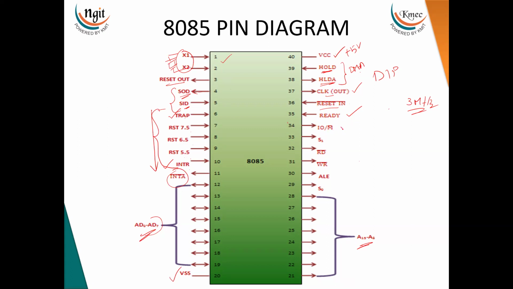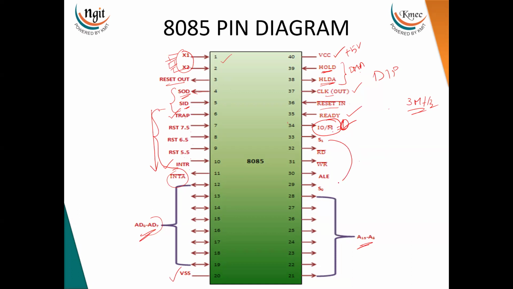Next one is IO/M bar. Whether the data transfer should be with the IO devices or memory can be decided by using the IO/M bar pin. If this pin is equal to 1, the data transfer takes place with the IO devices. If this pin is equal to 0, data transfer takes place with the memory.